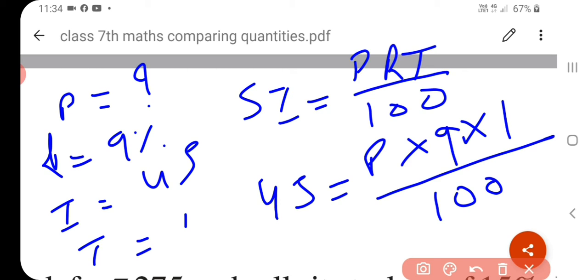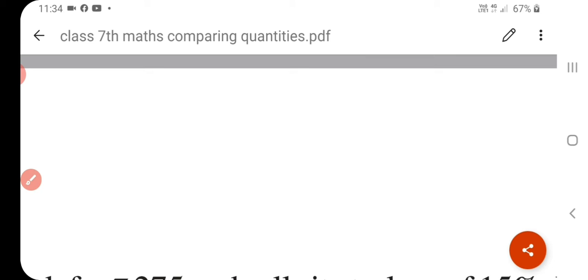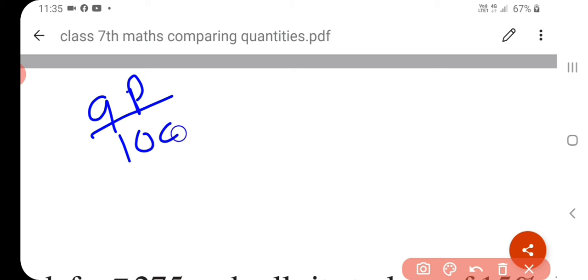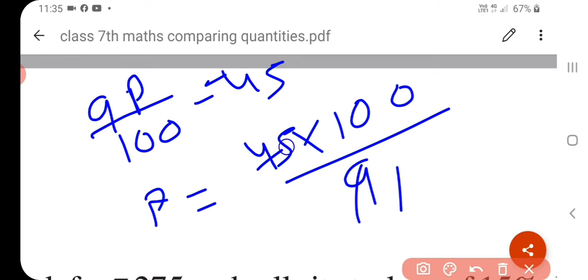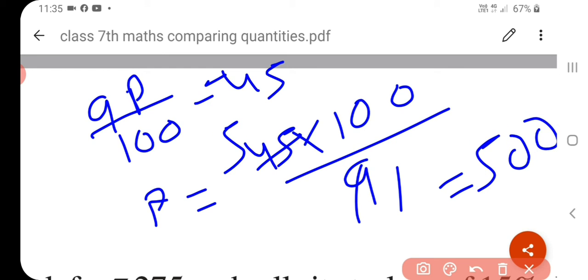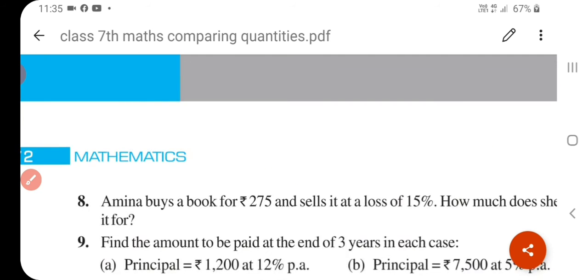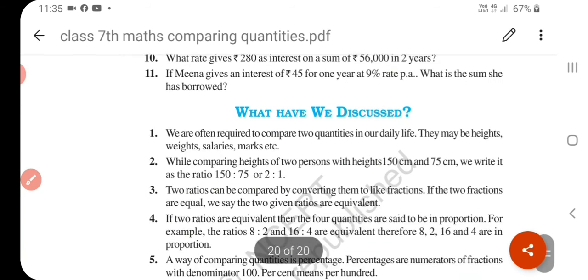Okay, so when you find it, your answer is 9P upon 100 is equal to 45. So you have to find P: 45 into 100 upon 9. 9 ones are 9, 9 fives are 45. So your principal amount is 500. What is your principal amount? Rupees 500 is your principal amount. Understand? So this is your question number 11.